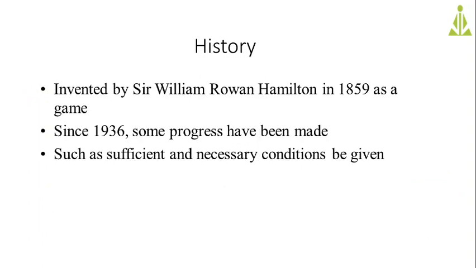It was invented by Sir William Rowan Hamilton in 1859 as a game. Since 1936, some progress has been made, and sufficient and necessary conditions were given. So this is a small history of the Hamilton cycle. It was developed by William Rowan Hamilton in 1859. Until 1936 there was no progress. After that it progressed, and the sufficient and necessary conditions were given.